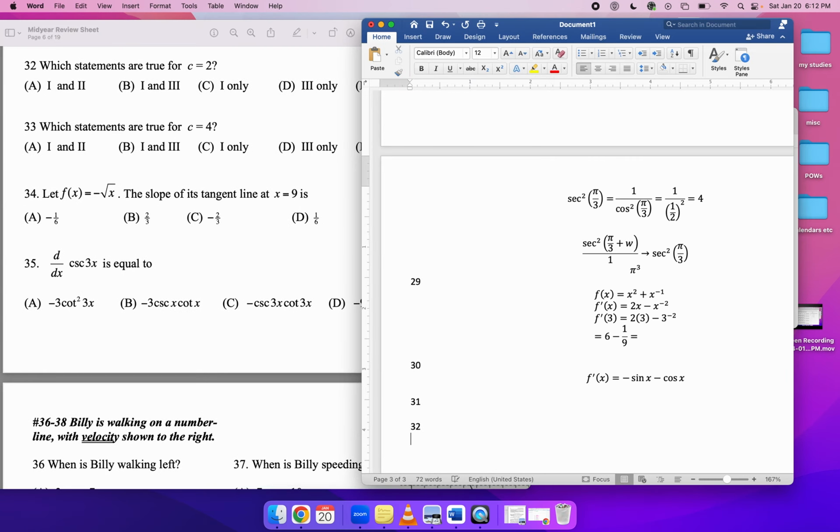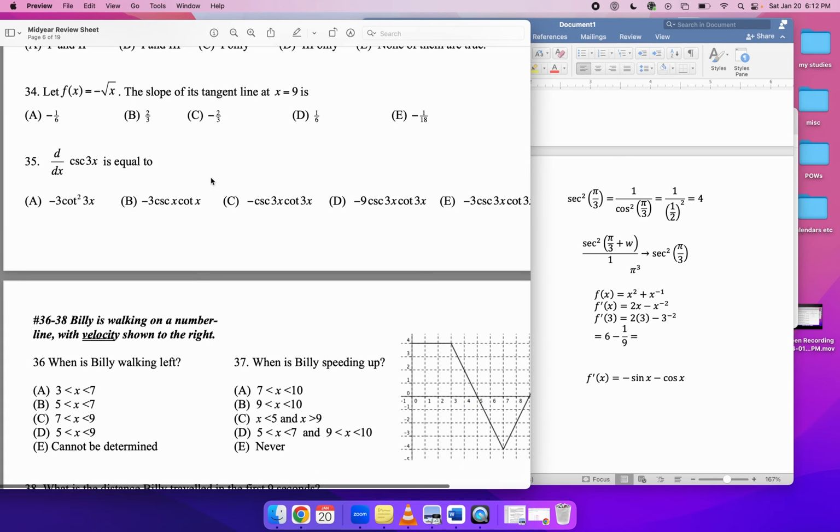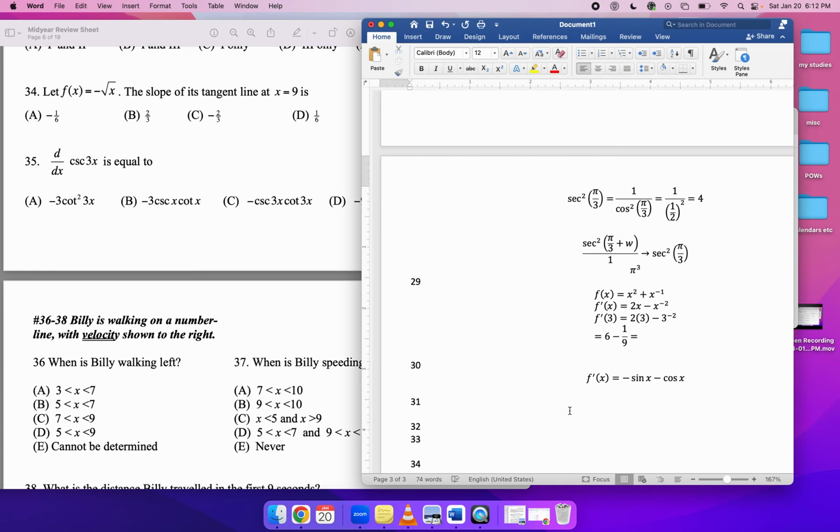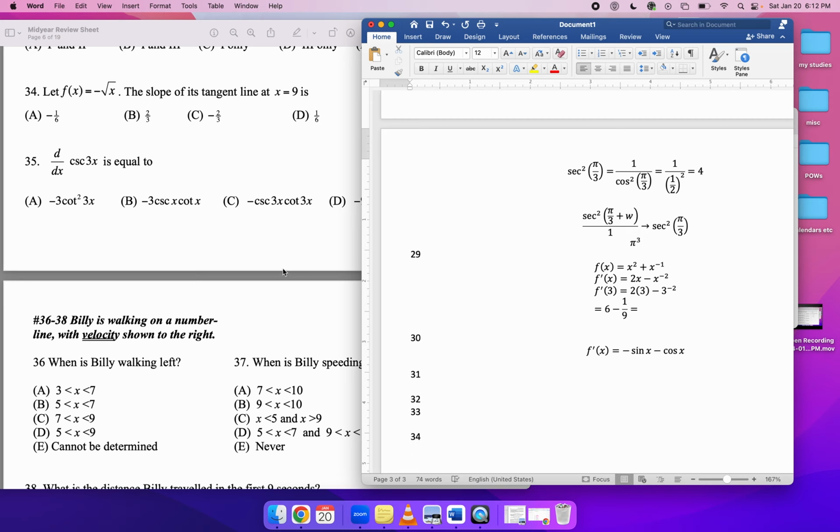Number 34. Find the slope of the tangent line. That just means find the derivative at 9. So you're just going to take the derivative and plug in 9, okay?